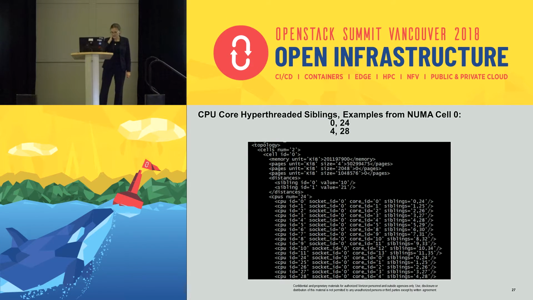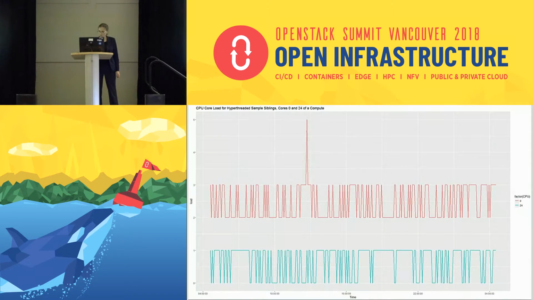So then I said, well, let's do something a little bit more interesting. Let's at least look at NUMA siblings, because we have hyper-threaded cores, as I'm sure many people do. So let's just take a couple of samples. Let's take 0 and 24 and 4 and 28, which we can tell from our Libvirt statistics are siblings. Okay, so here's the first one. So now we have two, not super interesting. They both don't have much utilization.